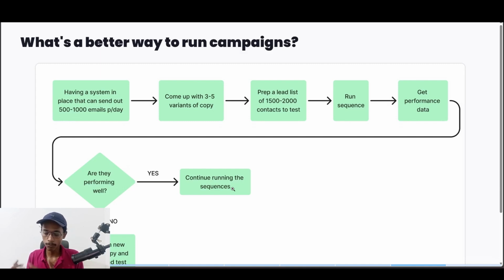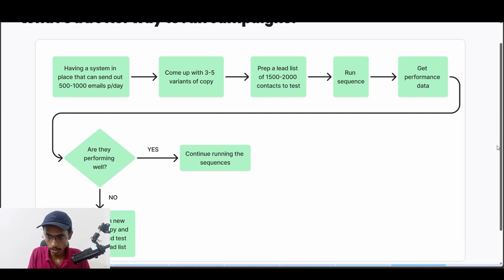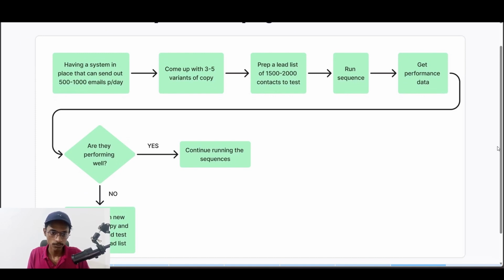You get the performance data, and then we analyze the data to see, is it performing well? Are the variants performing well? If yes, continue the sequences, right? Continue running it. And then if no, then come up with new sequences, copy and positioning, and then test that with the newly scraped lead list, right?